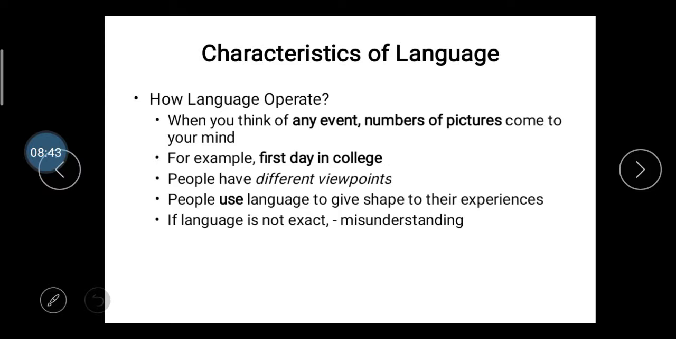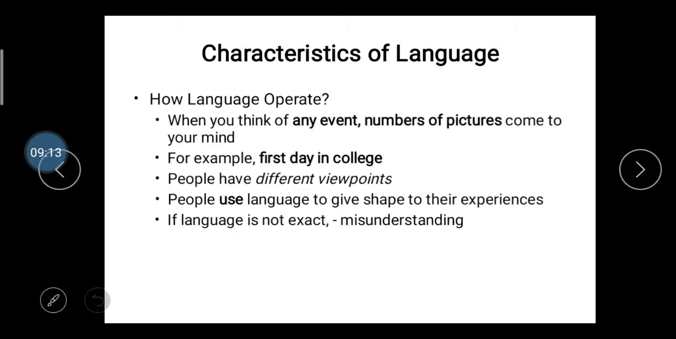When you think of any event, a number of pictures come into your mind, for example, the first day in college. People have different viewpoints. People use language to give shape to their experience, and if exact language is not used by them, it creates a misunderstanding.